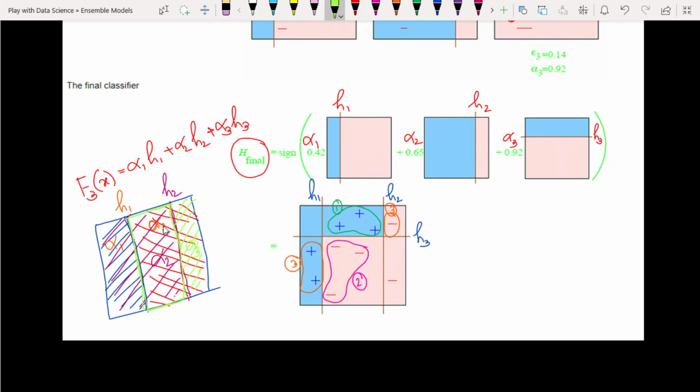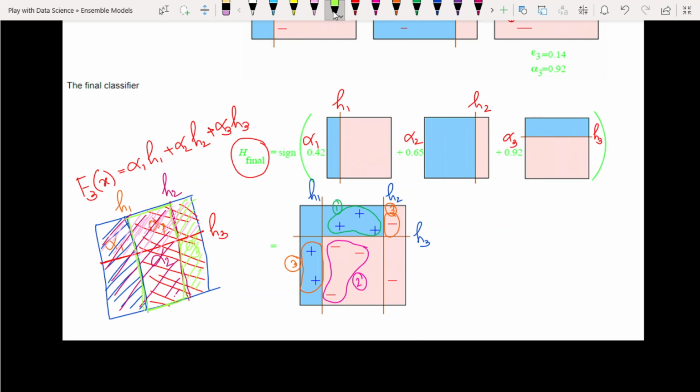Now at the end of stage 2, using the data set D3, we build another model, this one, H3. In H3 these regions are positive, and these regions are negative, and I'm taking a different color.